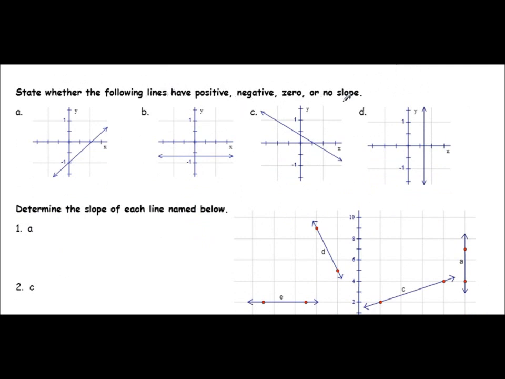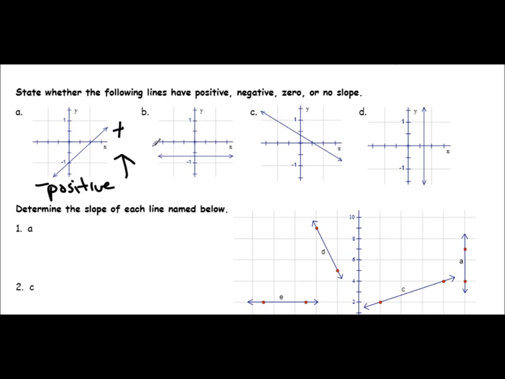Positive, negative, 0, or no slope is determined by the slant of the line. If it's going from negative to positive in the right direction, so from left to right, if it's going up, or it seems to be going from negative to positive, then this is considered a positive slope. From left to right, if it's going up, it's considered a positive slope.